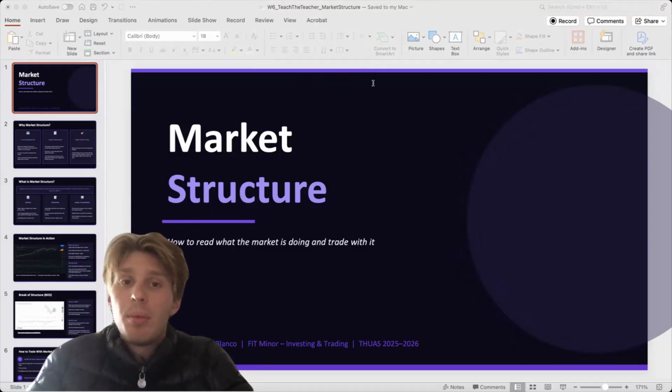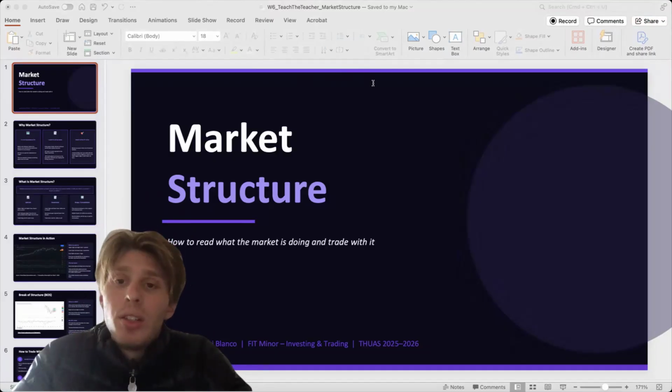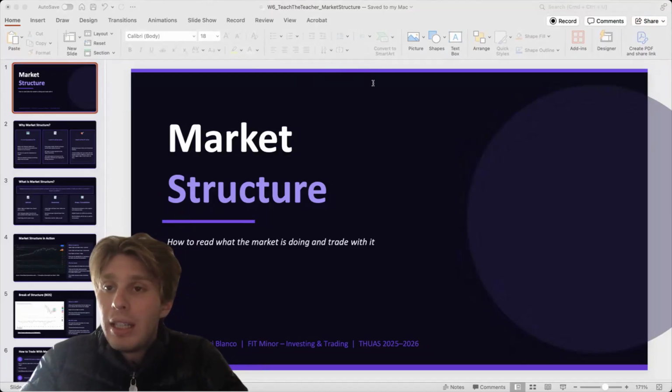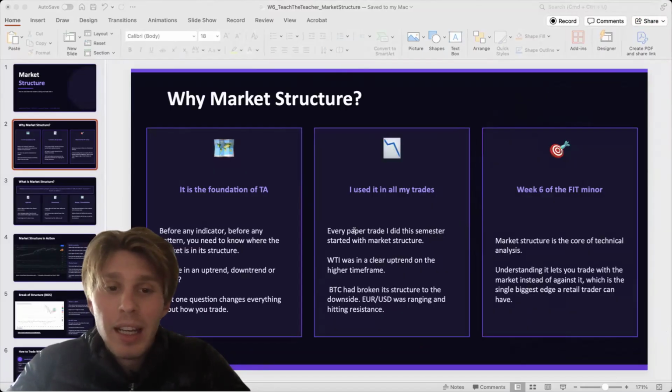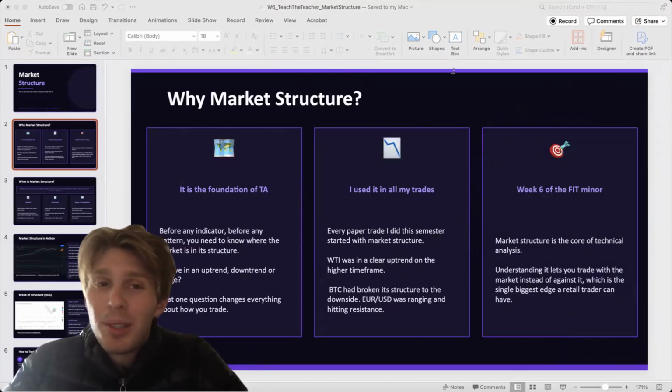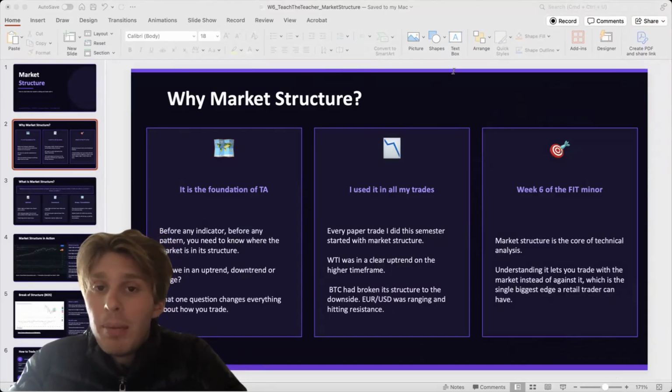This week we will talk about market structure, which is the one thing you need to understand before any indicator, any pattern or anything else. So, again, same structure. Why did I choose this topic? I chose this because every single paper trade I did this semester started here.